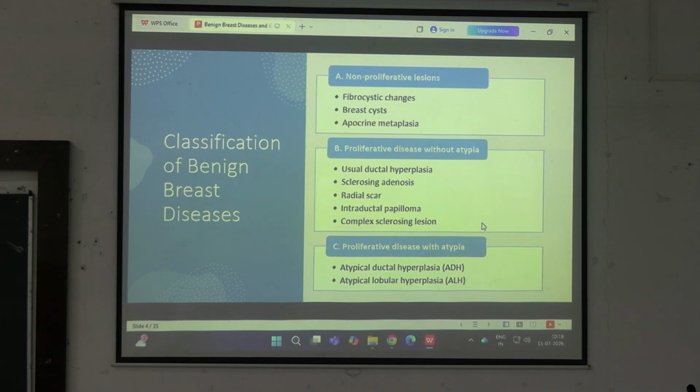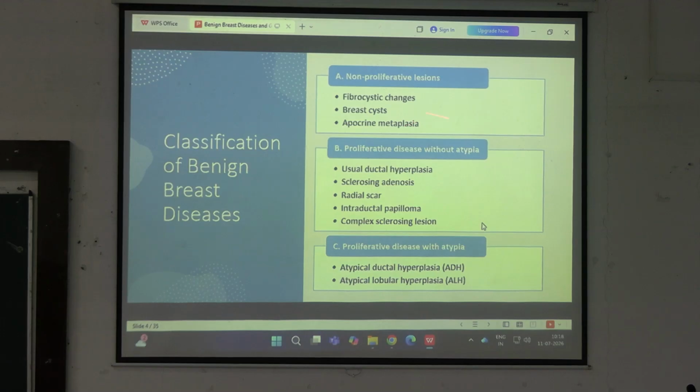This classification is done based on the risk of malignancy. In case of non-proliferative lesions, it will not progress to malignancy. There is no risk or minimal risk. In case of proliferative diseases without atypia, there is mild risk of transformation into cancer. And in case of proliferative disease with atypia, there is increased risk of transformation into malignancy. That's why knowing this classification is important.